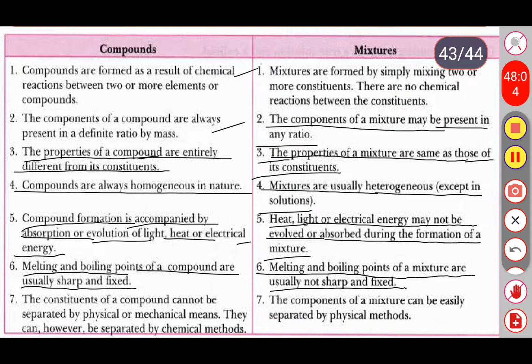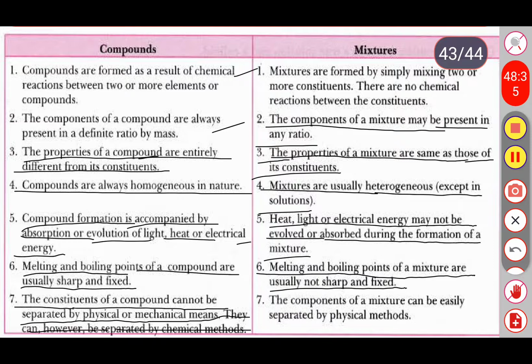See the next one. The constituents of a compound cannot be separated by physical or mechanical means. They can, however, be separated by chemical methods only. The constituents or components of a compound we cannot separate by physical methods, but they can be separated with the help of chemical reactions only.